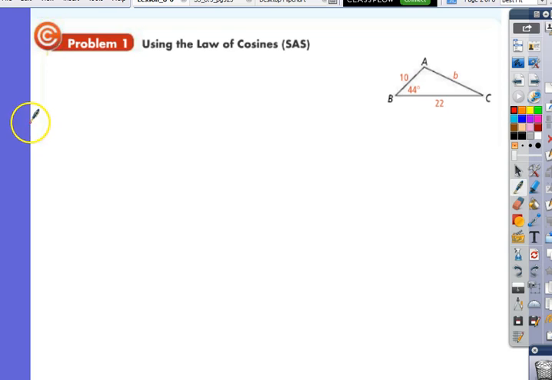So what I'm going to do is write the formula in terms of side B. The first thing that I write down is B squared equals. And it's going to equal the square of the other two sides. So that would be A squared plus C squared minus 2 times the other two sides times the cosine of the angle that would be opposite side B, which would be which angle? Angle B. So there's my setup.